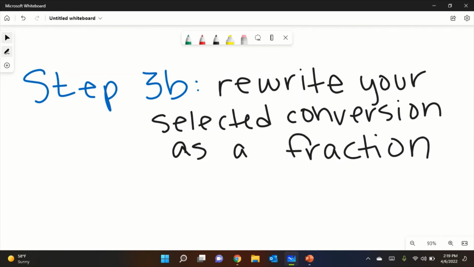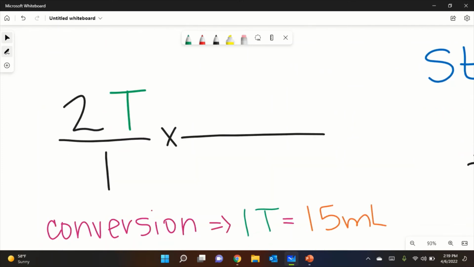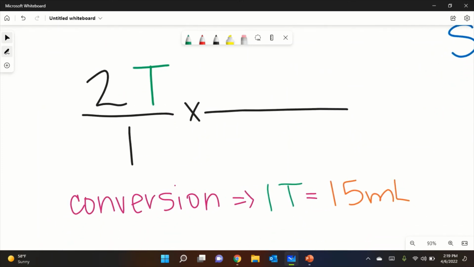Moving on to step 3B. Rewrite your selected conversion as a fraction, and we're going to multiply this to our given over 1. Remember, our conversion equation, our equivalent, is 1 tablespoon is equal to 15 milliliters. Now we ask ourselves, we always ask ourselves, if this unit is here, what must go here? The same unit, always.